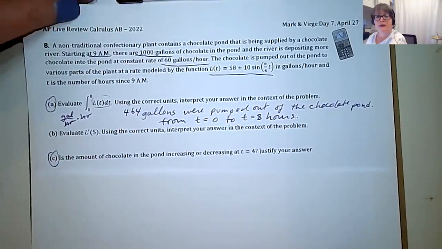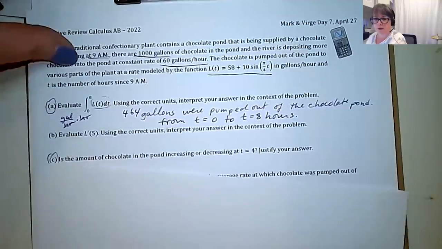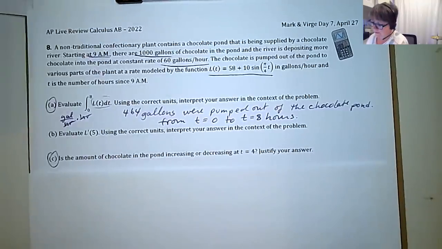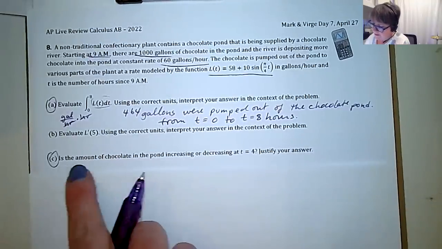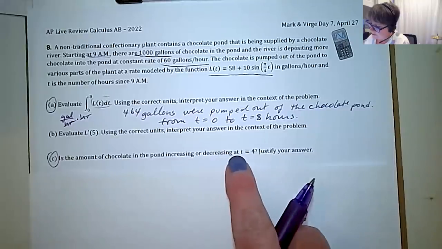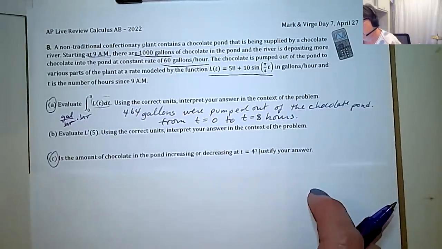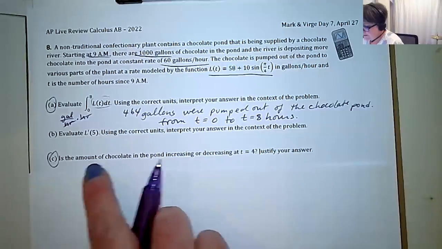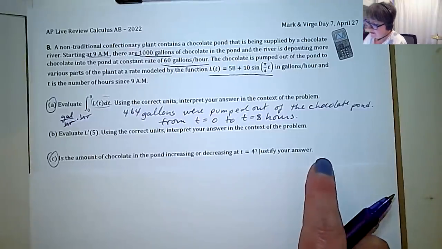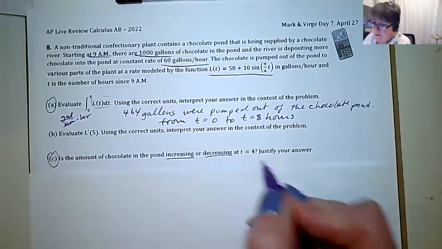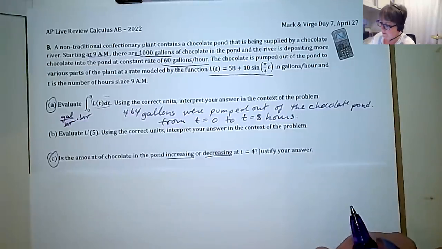All right, part C, and we're going to skip B. Well, we've done ones a lot like that and you should do it on your own and check your answers later in the week. But in part C, it says, is the amount of chocolate in the pond increasing or decreasing at T equals 4? Justify your answer. So if it's increasing or decreasing, it makes me think that I need to take a derivative.